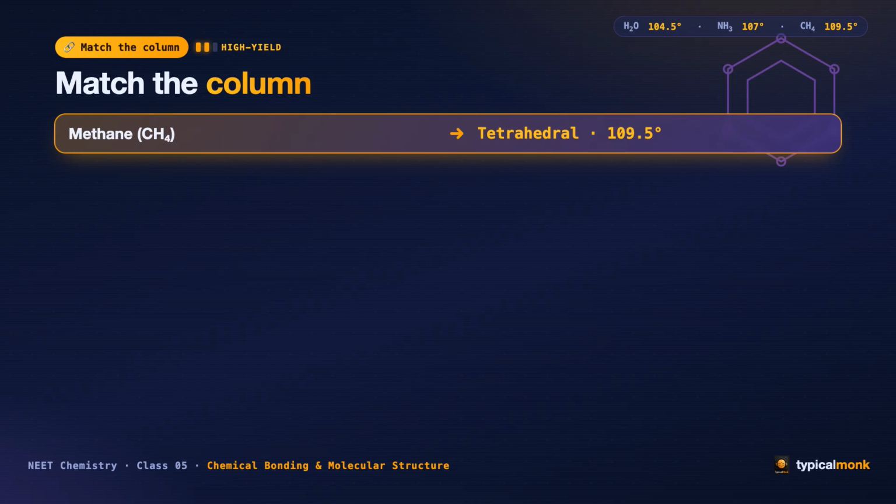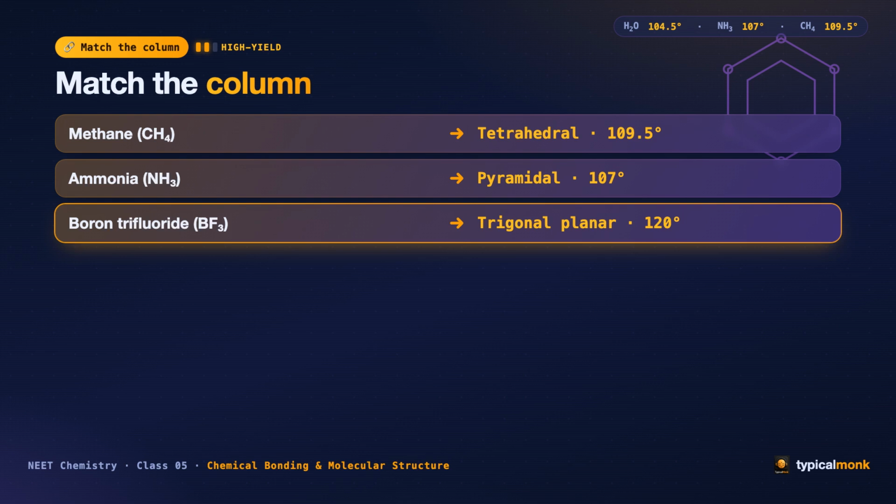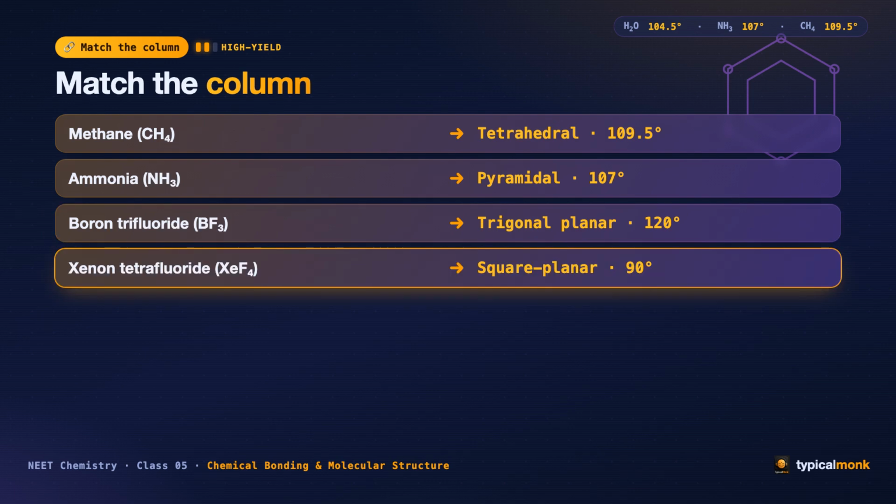Say each shape aloud before I reveal it. Methane matches with tetrahedral at 109.5 degrees, 4 bonds, no lone pairs. Ammonia matches with pyramidal at 107 degrees, 3 bonds and 1 lone pair pressing down. Boron trifluoride matches with trigonal planar at 120 degrees, a flat, tidy triangle. And xenon tetrafluoride matches with square planar at 90 degrees, 4 bonds and 2 lone pairs sitting opposite each other. If all 4 came to you before the reveal, the shapes are becoming yours.